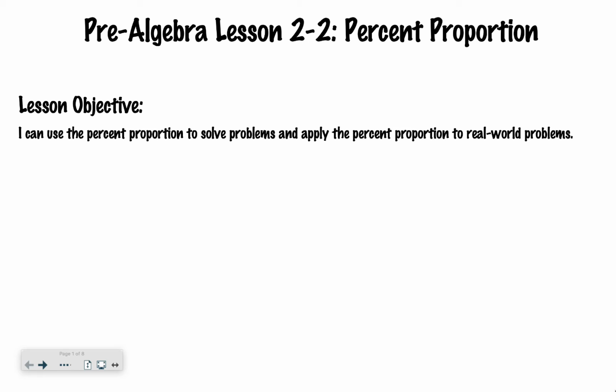Hello class, welcome to Pre-Algebra Lesson 2.2, which is all about the percent proportion. By the end of this lesson, you should be able to use percent proportion to solve problems and be able to apply the percent proportion to solve real-world problems.